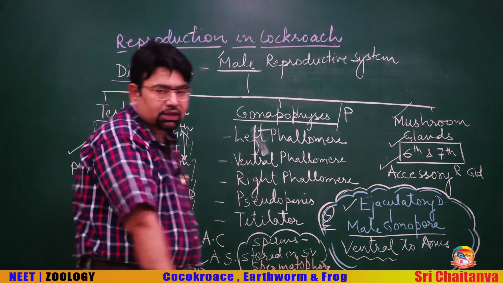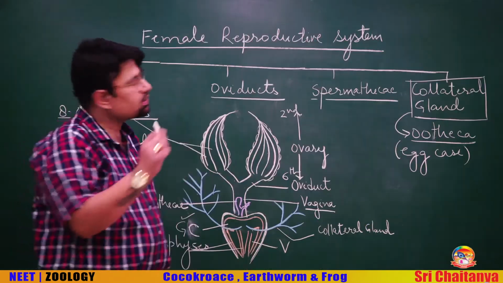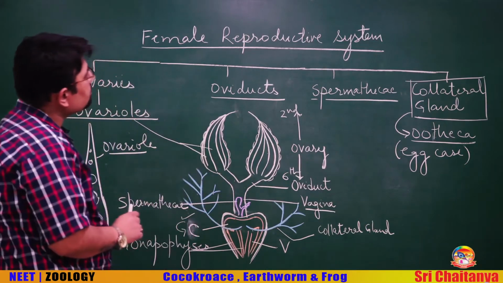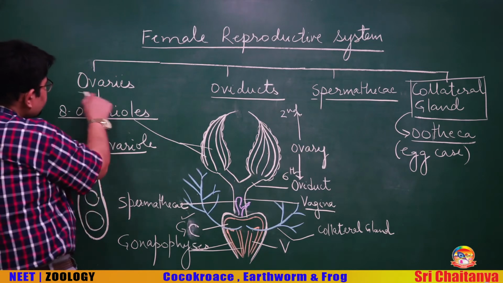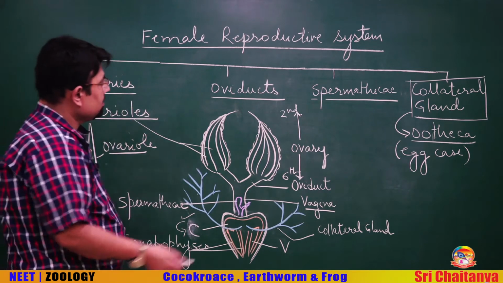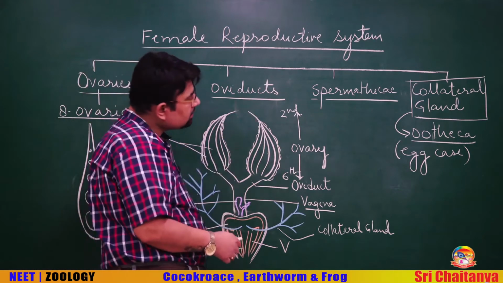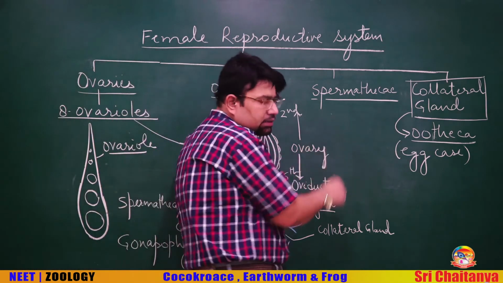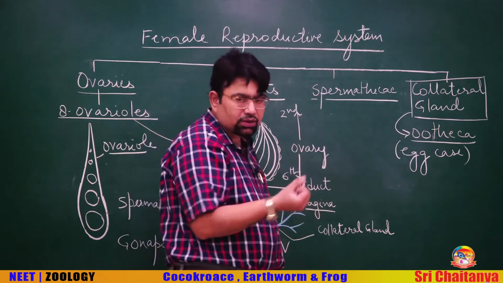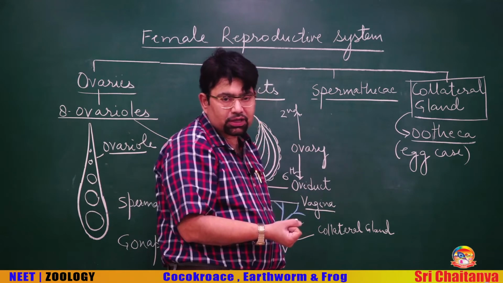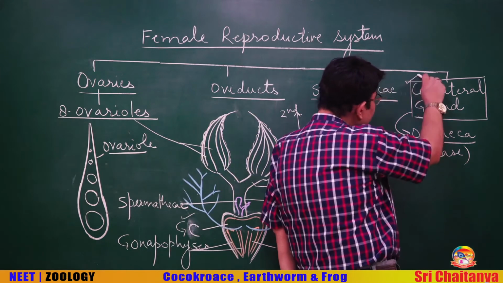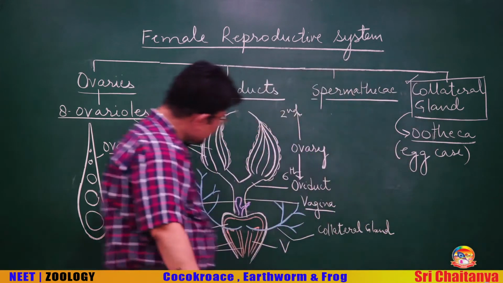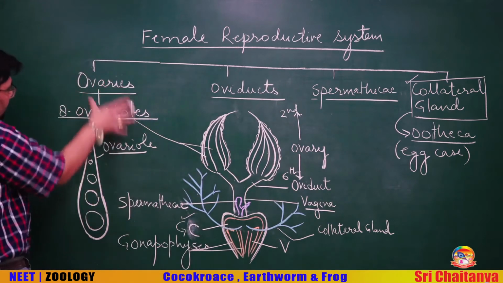Now let us begin with the female cockroach. This is the female reproductive system of the cockroach. The different parts are ovaries, which are the main gonads, oviducts, spermathecae, the structures that store spermatophore after copulation, and the collateral gland, the accessory reproductive gland. Let us take one by one.